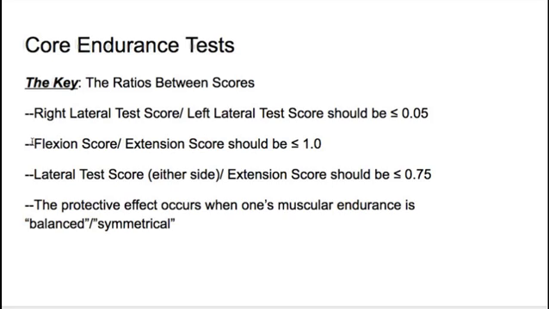If their flexion extension ratio is less than 1, then it suggests that they could use greater rehabilitation for that. And then the lateral test score versus the extension score should be less than 0.75, meaning that they have a lot more ability in terms of their lateral test time versus their extension score time. There's a protective effect when they meet these criteria in terms of balancing their lumbar spine ability.